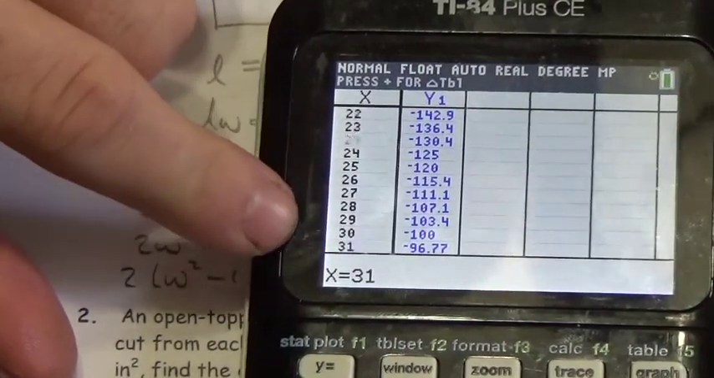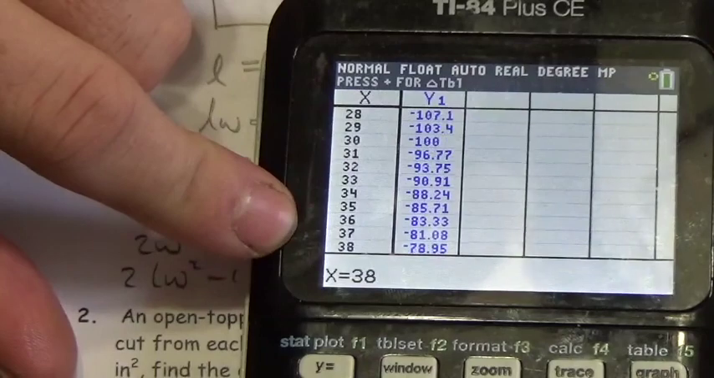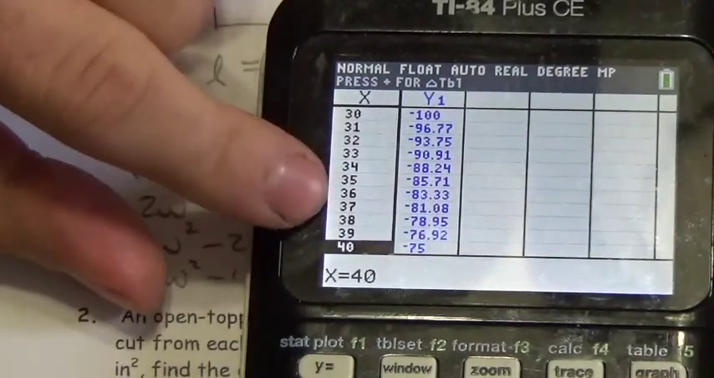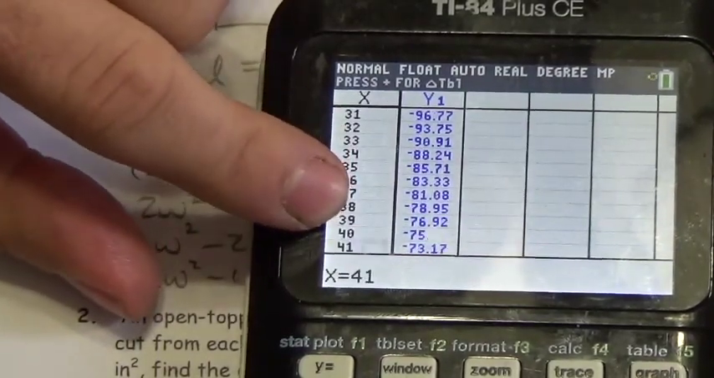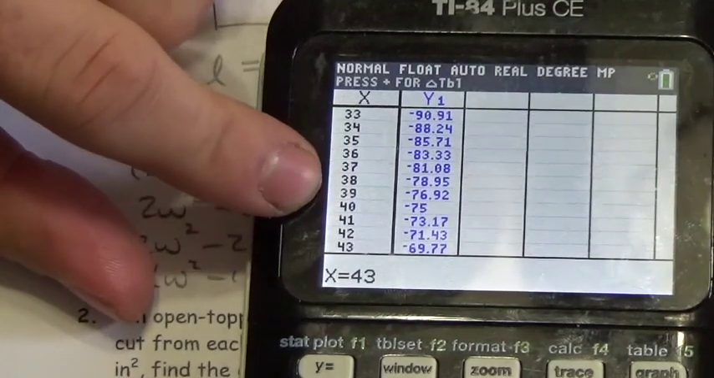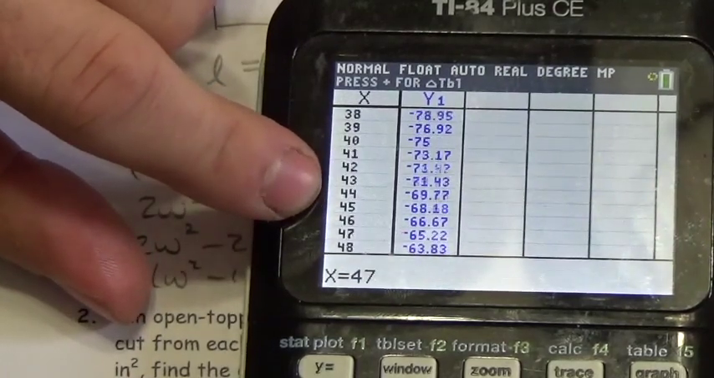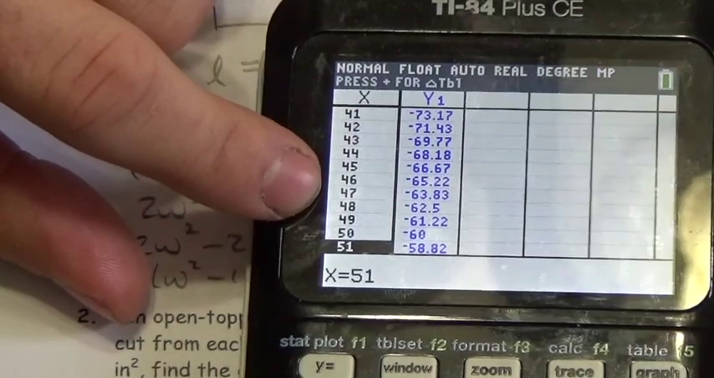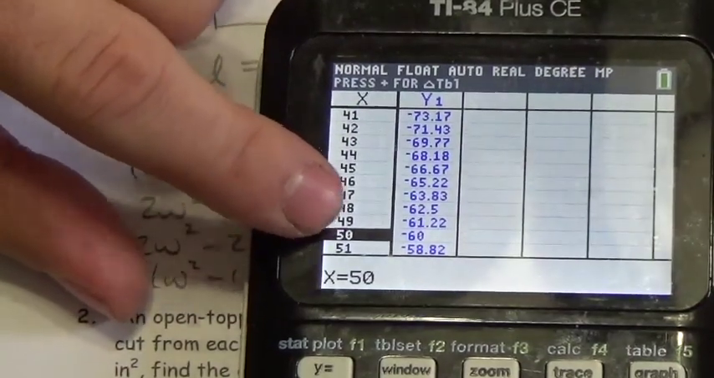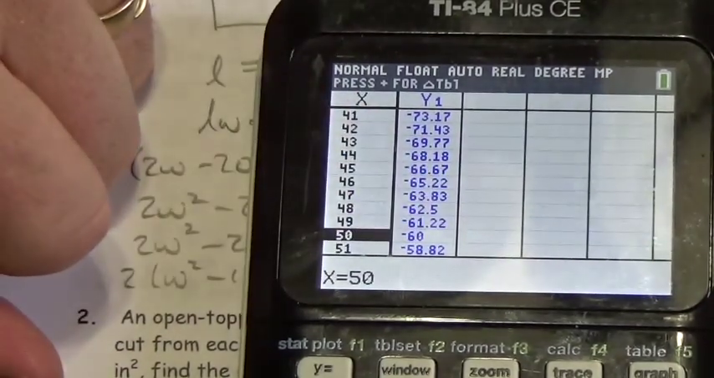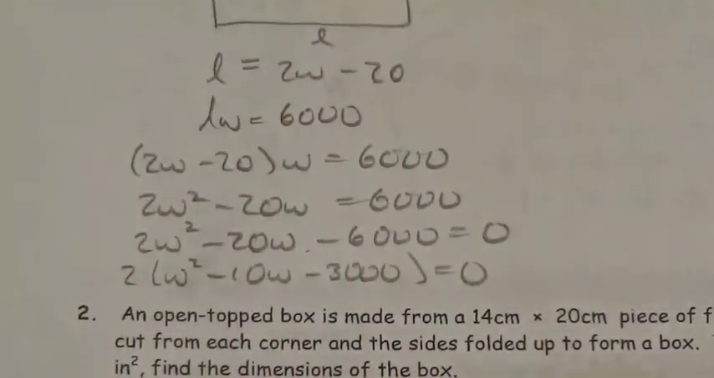30 and 100, nope. We're looking for that pair that differ by 10. Now we're getting close. 40 and negative 75. Ooh. And there it is right there. 50 and negative 60. Okay, 50 and negative 60 will add up to negative 10.